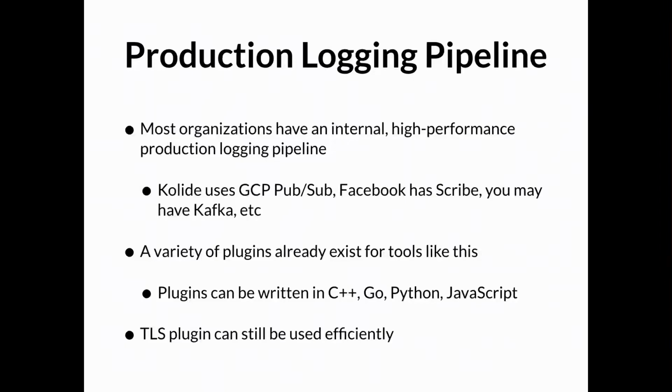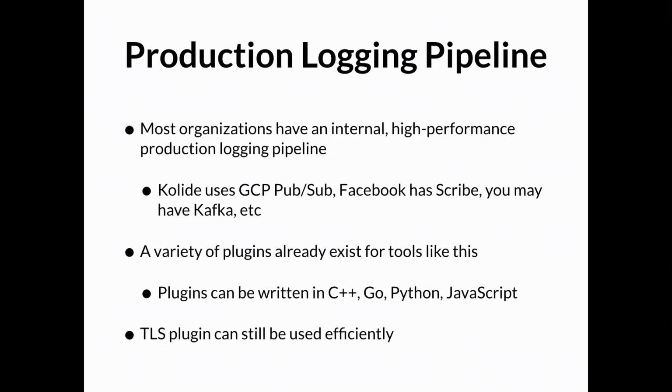The other thing that I'll implore you to reason about as you start to think about host intrusion detection in production is that you likely have a production logging pipeline where you work. Kolide uses GCP. We have GCP Pub/Sub that we use for a lot of logging. You might use Kafka. Facebook had Scribe, which was an internal tool, which was awesome. You may have something, but the key is that you should endeavor to use it, in my opinion.